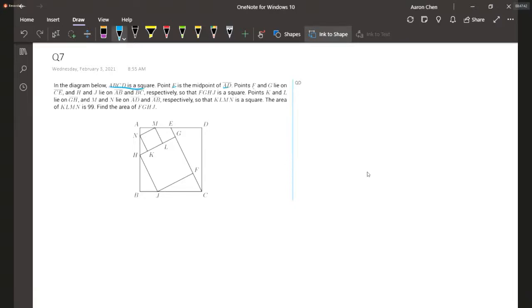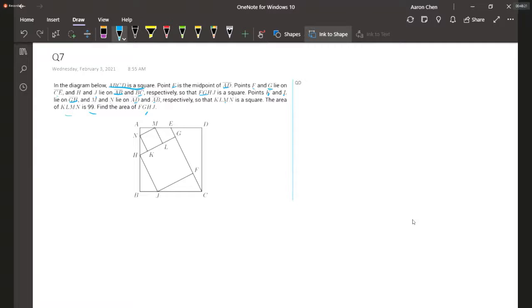And so you're given points F and G on line CE, and H and J on AB and BC, and it's such that FGHJ is a square. And now you have points K and L on line GH, and M and N on AD and AB, and it's such that KLMN is a square. You're given that the area of KLMN is 99, so you want to find the area of FGHJ.